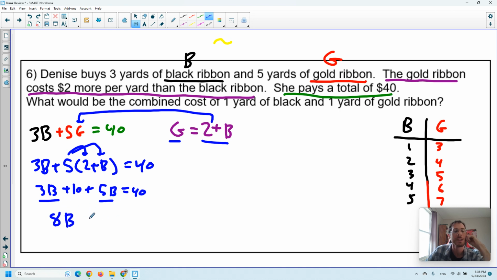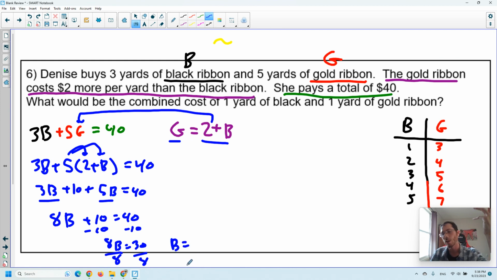Oh boy, I got the 8 and the b. Plus 10 equals 40. Minus 10 both sides. 8b equals 30. Divide both sides by 8. So b equals, and this isn't going to come out normal. Well, that's okay, because we got to think about context. If we're dealing with money, if we get something with 2 decimals at the end, that makes sense, because that would be dollars and cents. And 30 divided by 8 would be 3 and 6/8, so 3.75.